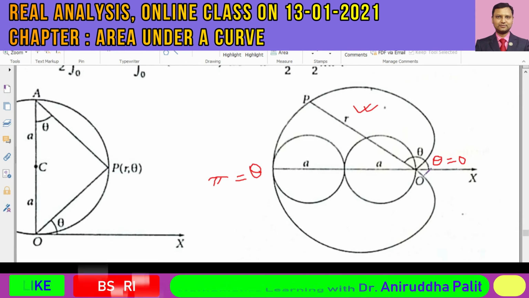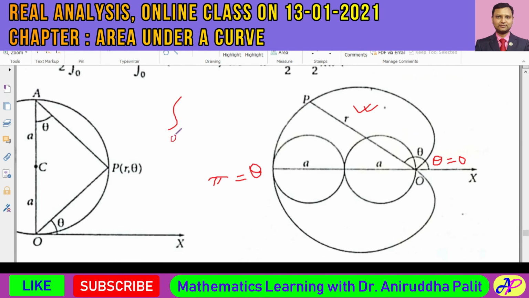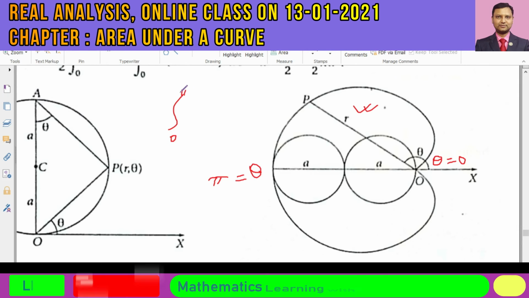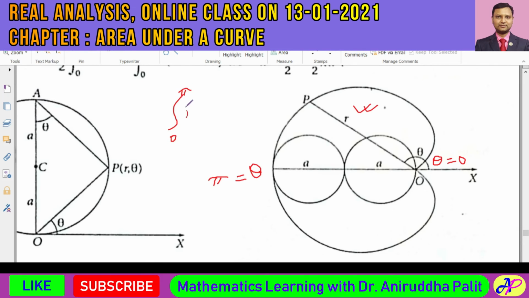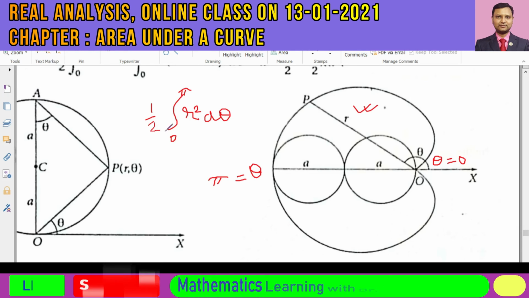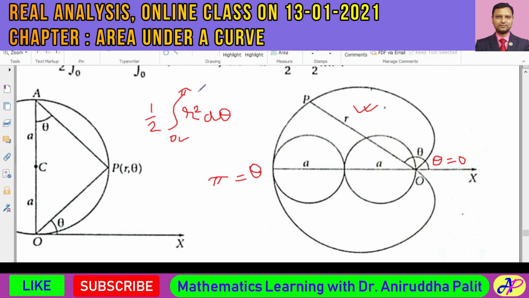So over here, theta varies from 0 to twice pi, and we compute the area of the upper region. That's why we need to perform the integration from 0 to pi. Got it? r square d theta, and then multiplied by half. So whenever the lower limit is 0 and the upper limit is equal to pi, we get the total area of the upper part of this curve.